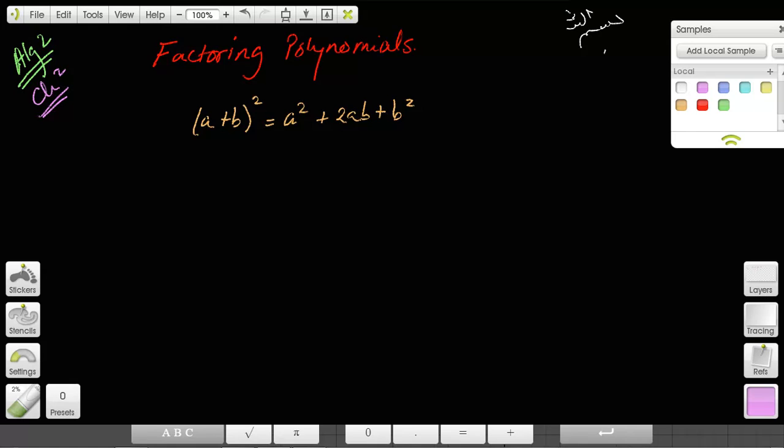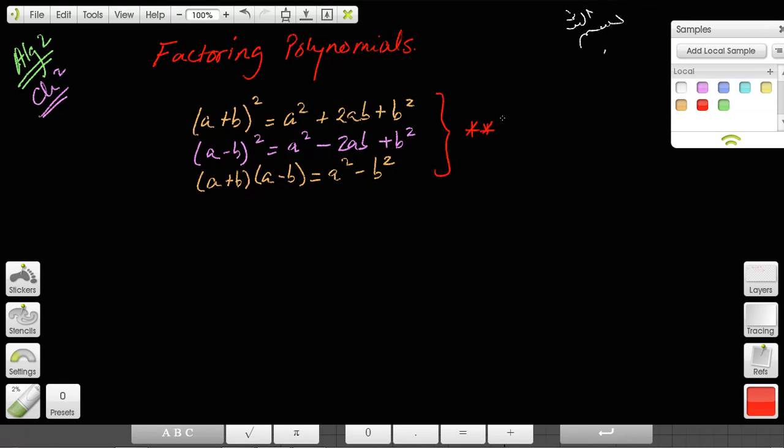Okay, this is a square of a binomial. Okay, and a minus b squared is a squared minus 2ab plus b squared. Okay, and we had a plus b times the quantity a minus b, and this was a squared minus b squared. Now these are basic and fundamental, and we must know these.